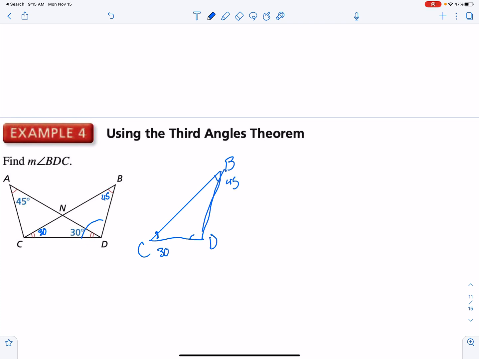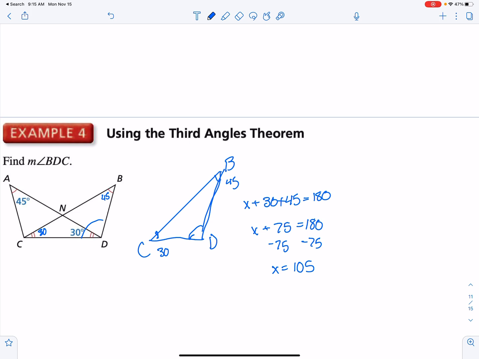So if I want to know the angle BDC, that whole thing, it has to be x plus 30 plus 45 equals 180. So I just combine my like terms. X plus 75 equals 180, and then I subtract my 75. So I get x is equal to 105. So the measure of angle BDC is 105.